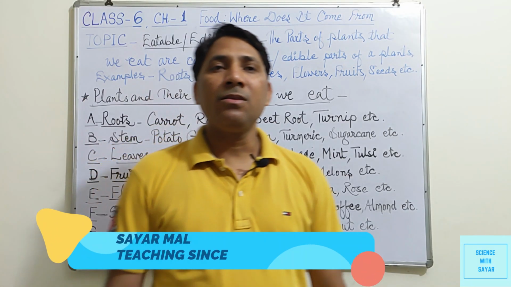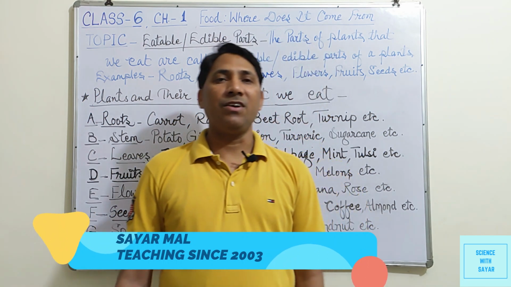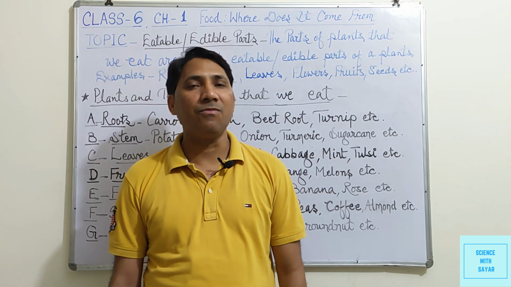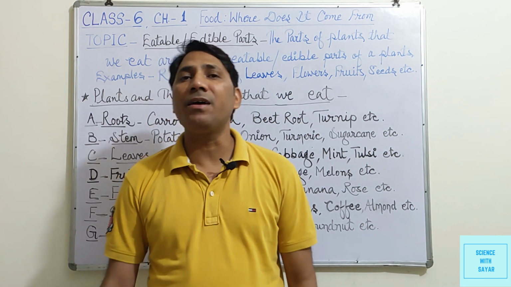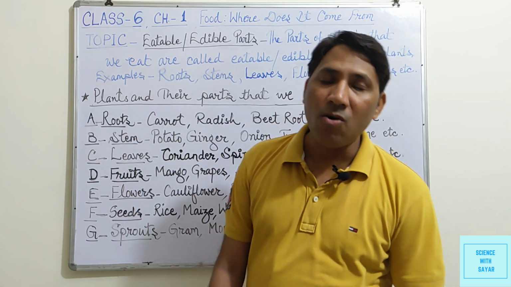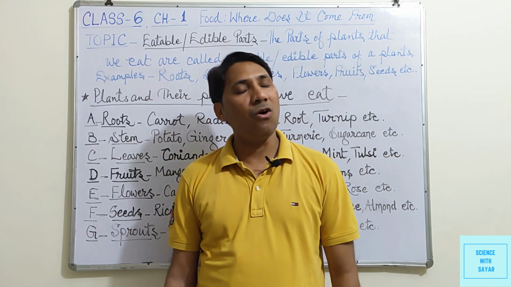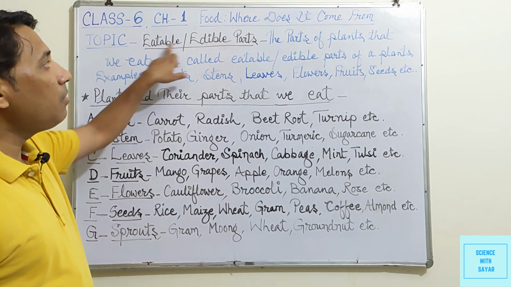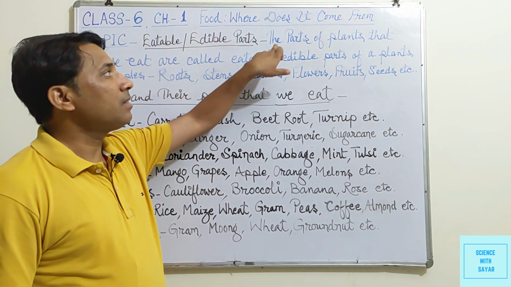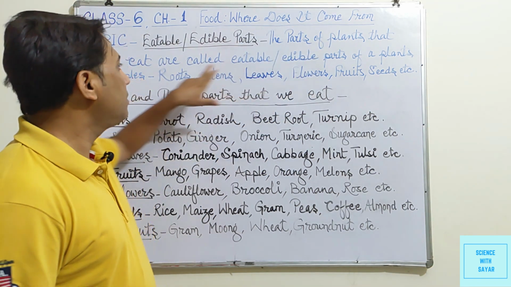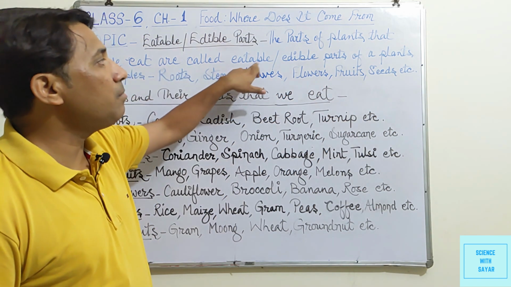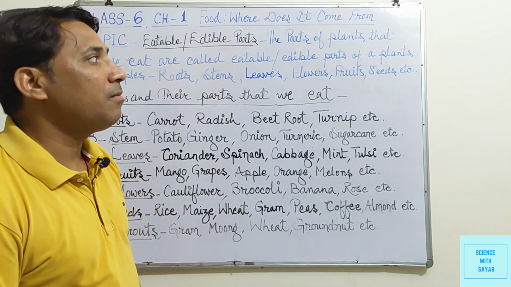Hello everyone. Today we will study the first chapter of class 6th science, Food: Where Does It Come From? And today we will study the topic eatable or edible parts of a plant. The parts of a plant that we eat are called eatable or edible parts of a plant.